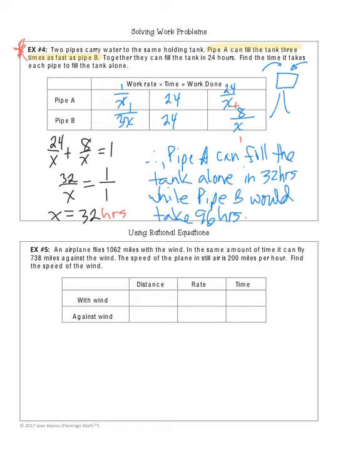Okay, so let's go to example 5, and then we are almost done. So this time we have a motion problem because we have an airplane flying. So an airplane flies 1,062 miles with the wind. So that's going to be important. With the wind. We've talked about wind and current problems before. So we're going to focus on them again.